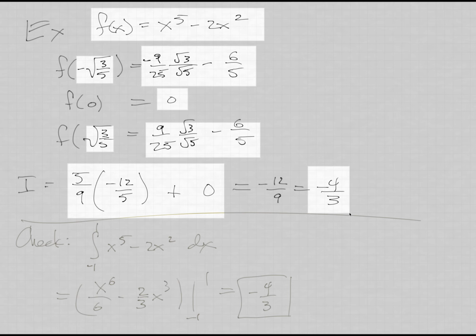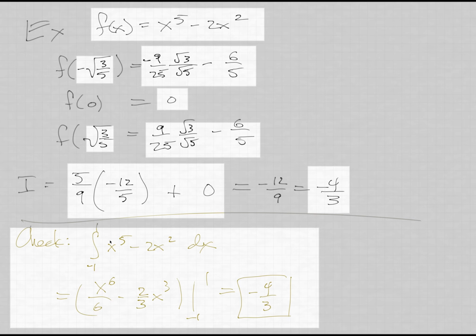Well, that's pretty neat because we managed to integrate a 5th degree polynomial simply by evaluating it at 3 different points, right? And taking a weighted average of those points. And by the way, you can check this. So I checked it down here by integrating the old-fashioned way, the way they taught you to do it in M211, right? Take the antiderivative of x to the 5th minus 2x squared and plug in the limits, and you do indeed get -4/3. So we got the correct answer.